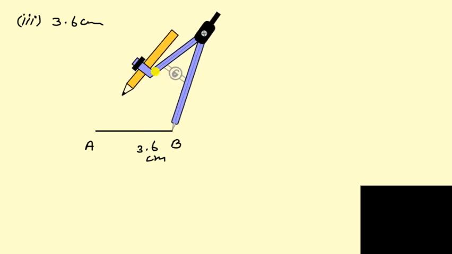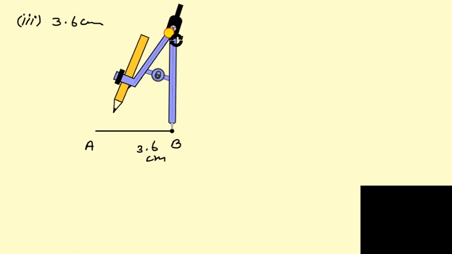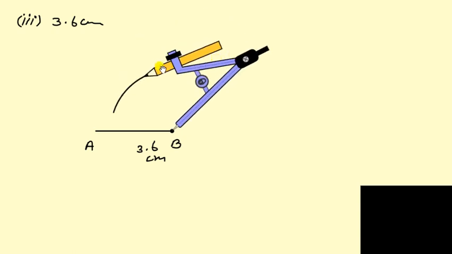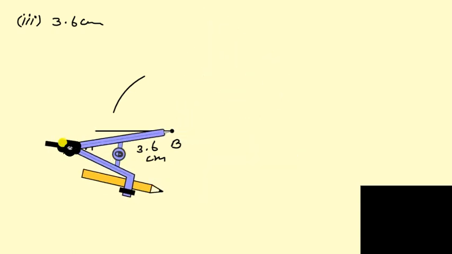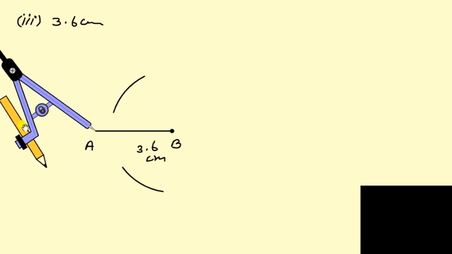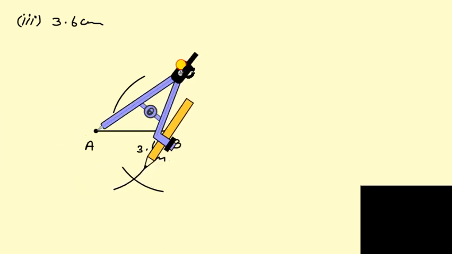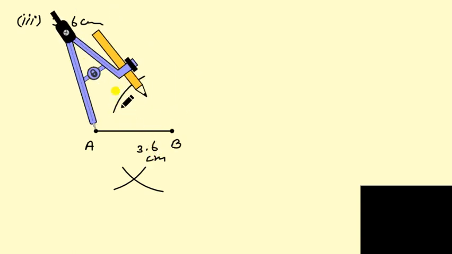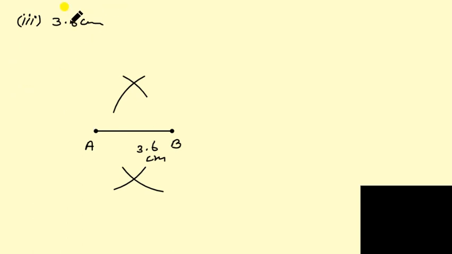In the third part, it is 3.6 centimeters. So let us first draw a line of 3.6 centimeters with the help of a scale. So you can draw like this, 3.6 centimeters. Now remove the scale and take the compass and keep it here. First of all, you can write the name. That name is A and B, and the distance is 3.6 centimeters. So you have to write 3.6 centimeters.